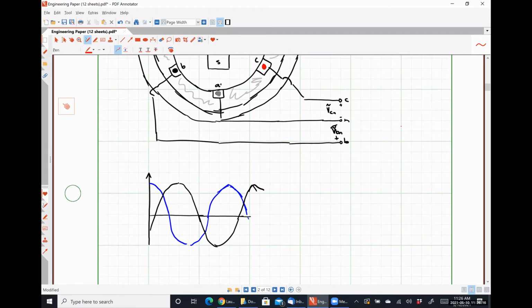All right, so for my C phase, it's going to look something like this. And I'm going to say that VAN, as a function of time, will be VPA cosine omega t.